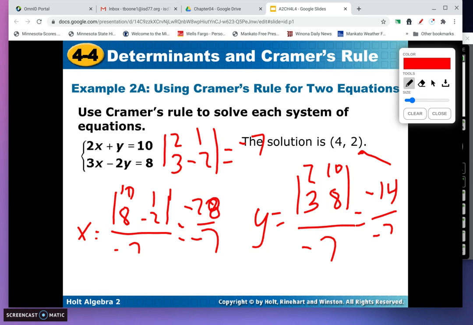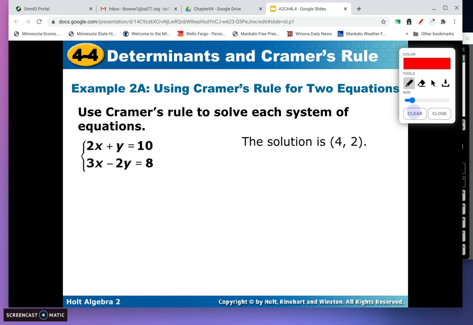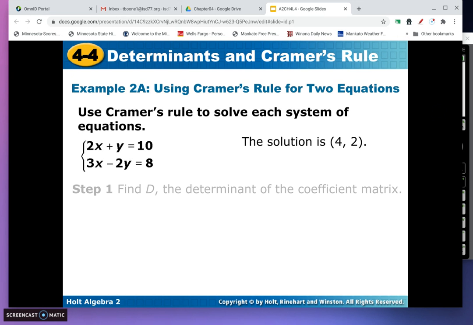So again, Cramer's rule, kind of a slick way of using matrices, the determinants, in order to find the solution. That's where it crosses. Kind of neat. Okay, all right, let's clear that out of there. We'll close that up and move on to the next one here.